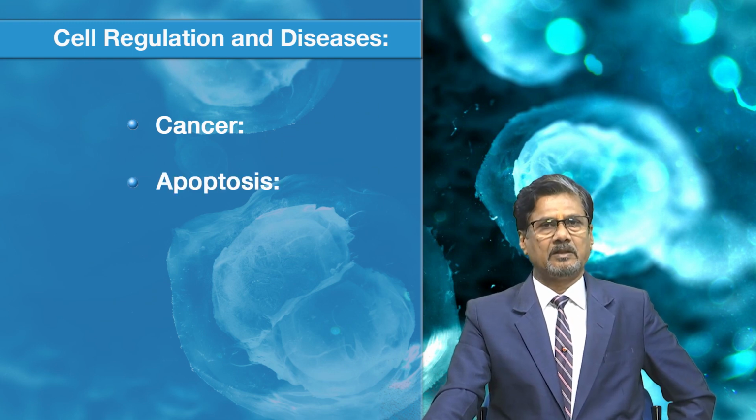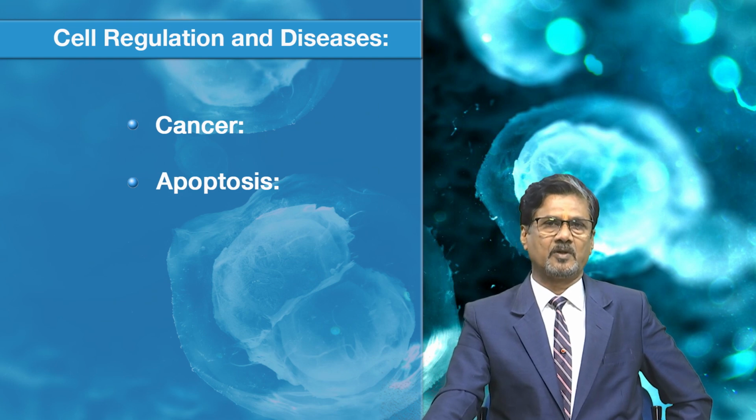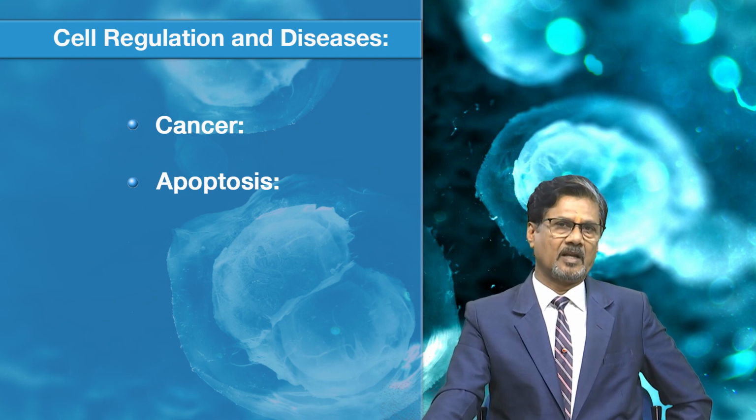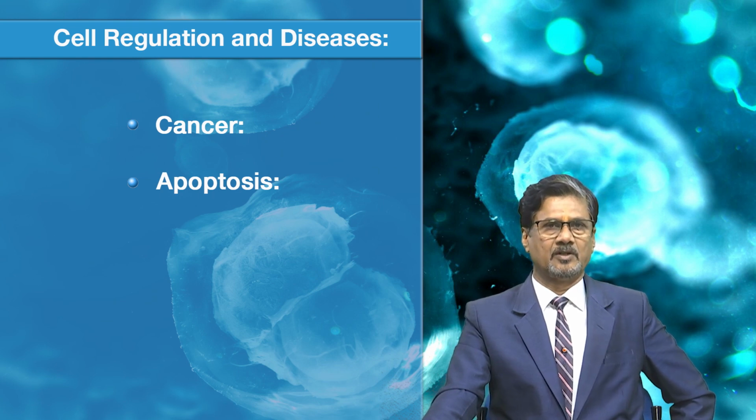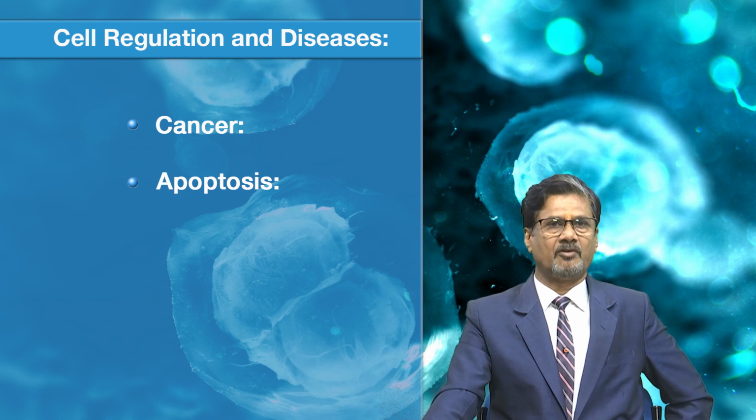Apoptosis, it is a programmed cell death. That means the cell is having a particular life, and when its life ends, it is programmed inside the cell. So, this is apoptosis. It is essential for development and maintaining tissue homeostasis.